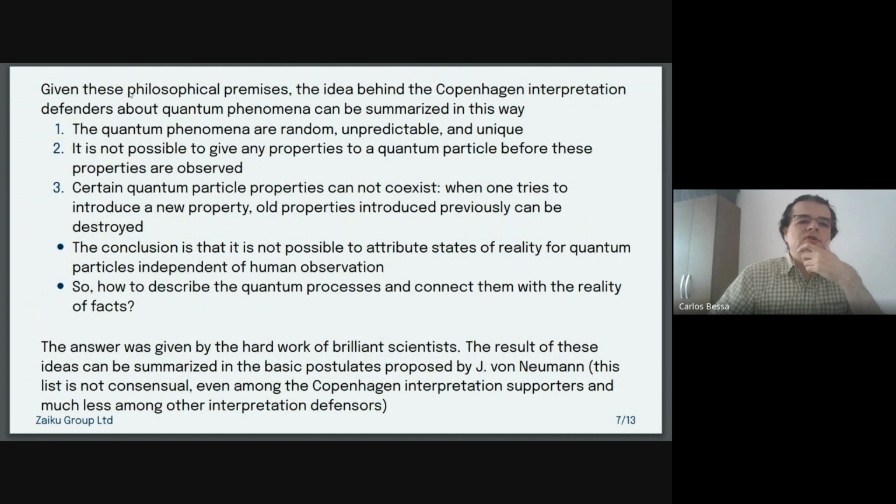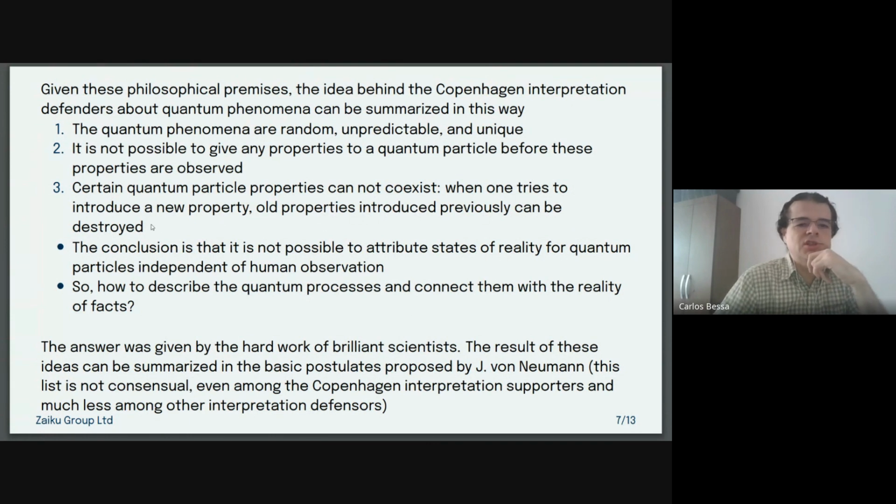So, given these philosophical premises, the ideas of the Copenhagen interpretation defenders about quantum phenomena can be summarized in this way, but here only three topics. The quantum phenomena are random, unpredictable, and unique. It's not possible to attribute any properties to a quantum particle before these properties are observed. Certain quantum particle properties cannot coexist, and when we try to introduce a new property, old properties introduced previously can be destroyed.